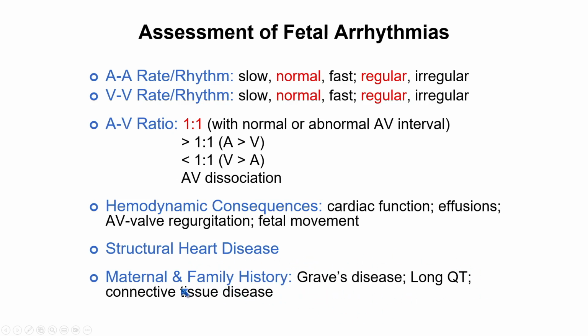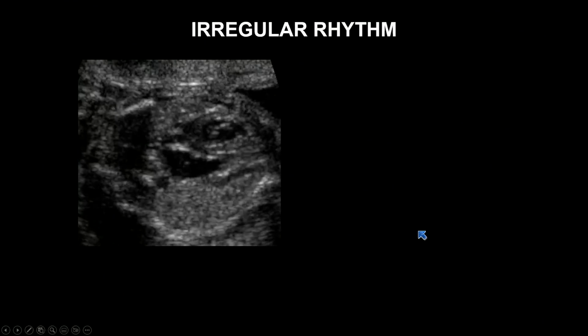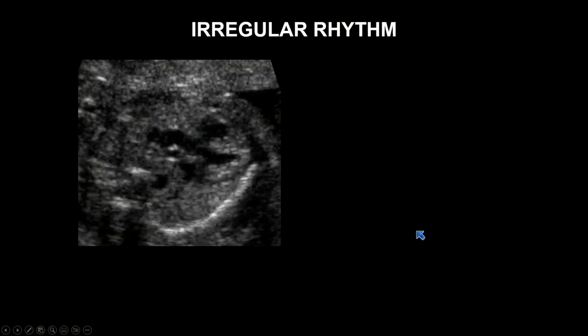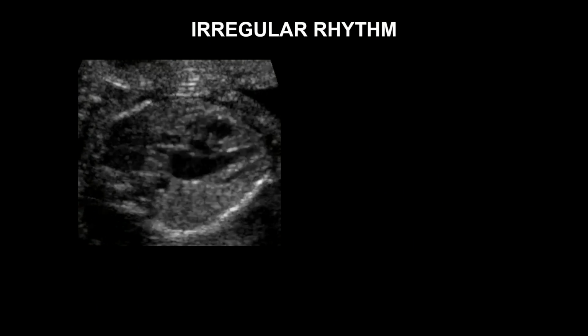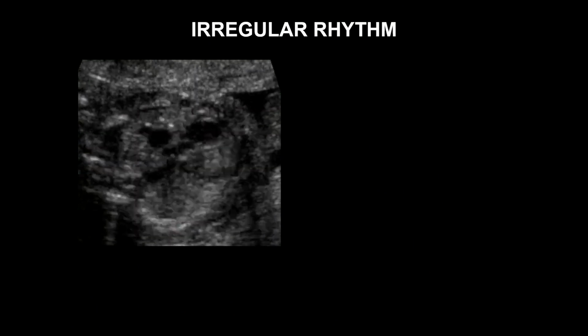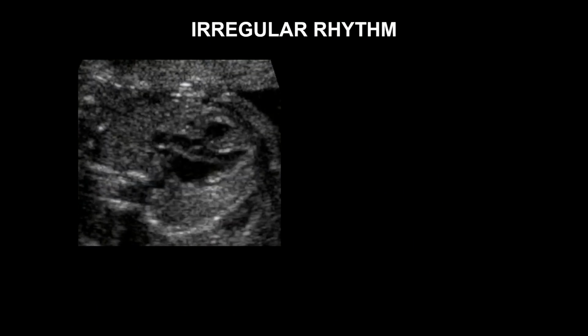Then the history of the family. Is there any history of a channelopathy, connective tissue disease, maternal antibodies, Graves' disease, so thyrotoxicosis? These are all factors you have to take into account to get an idea what might cause the arrhythmia. Let's start first with the benign ones that I, frankly, as a fetal cardiologist, don't necessarily want to see before birth, because they're in general benign.